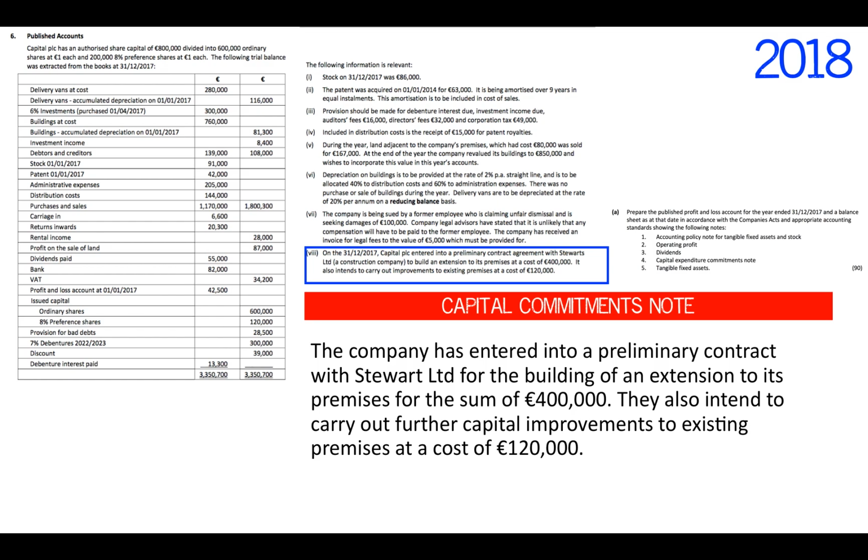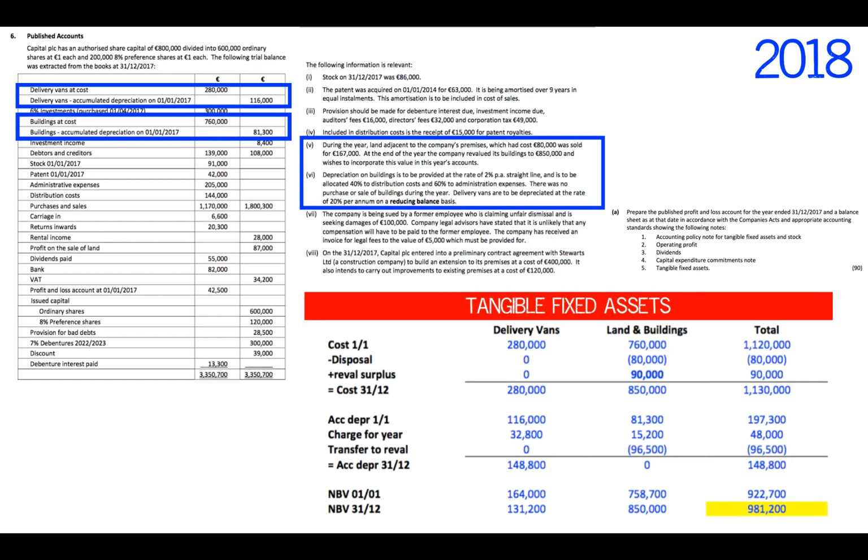The next one is capital commitments note. So the company has entered into a preliminary contract with Stewart Limited for the building of an extension to its premises for the sum of €400,000. They also intend to carry out further capital improvements to existing premises at a cost of €120,000. So just capital is once-off long-term spending, and the benefits are going to last longer than a year for a company. So what commitments have they entered into? Well, they've entered into that commitment with the building contractor. Then your final note was your tangible fixed assets, and we have done that throughout the question, so hopefully you'll know how to do that one.